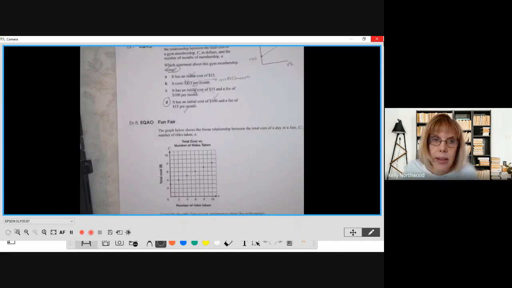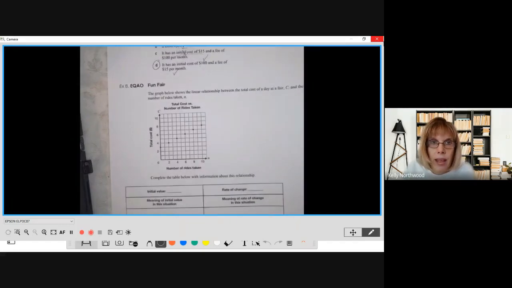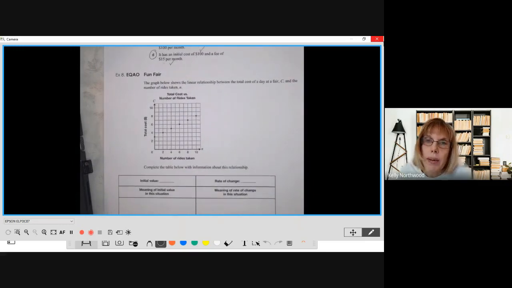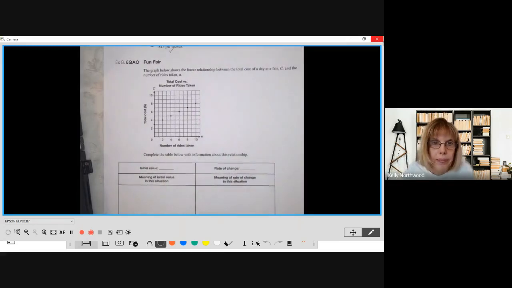All right, and then this is another EQAO question. This graph below shows the linear relationship between the total cost of a day at a fair, C, and the number of rides taken, N. So you're given a graph, you're told what the axes mean, and then it says complete the table below with the information about this relationship.